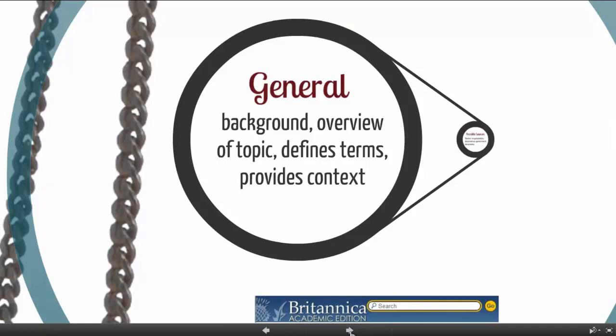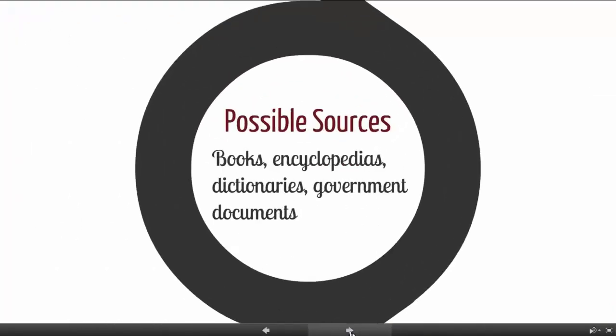Maybe you're in a U.S. history class and you need to write a paper on the American Revolution. Before you dive into something specific, it helps to have an overview about the American Revolution so you know the broader context. You can find this kind of information in books, encyclopedias, dictionaries, or government documents.